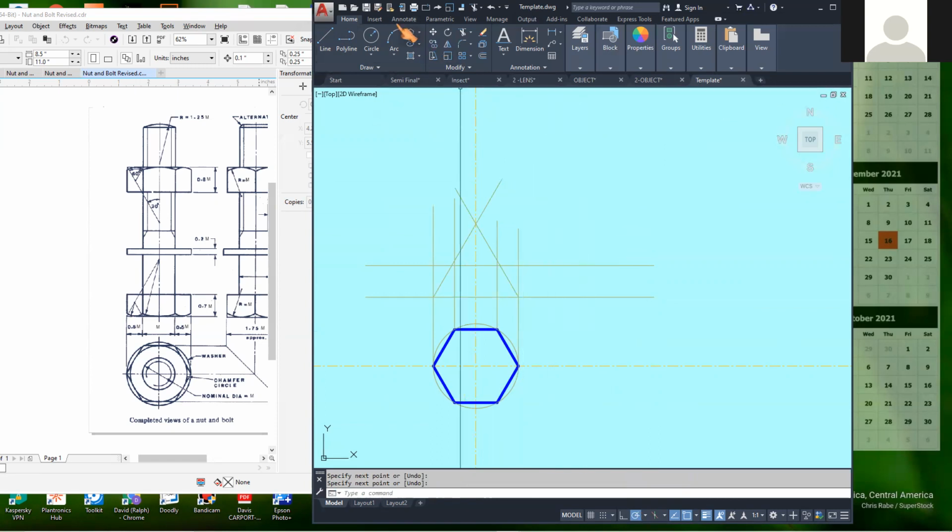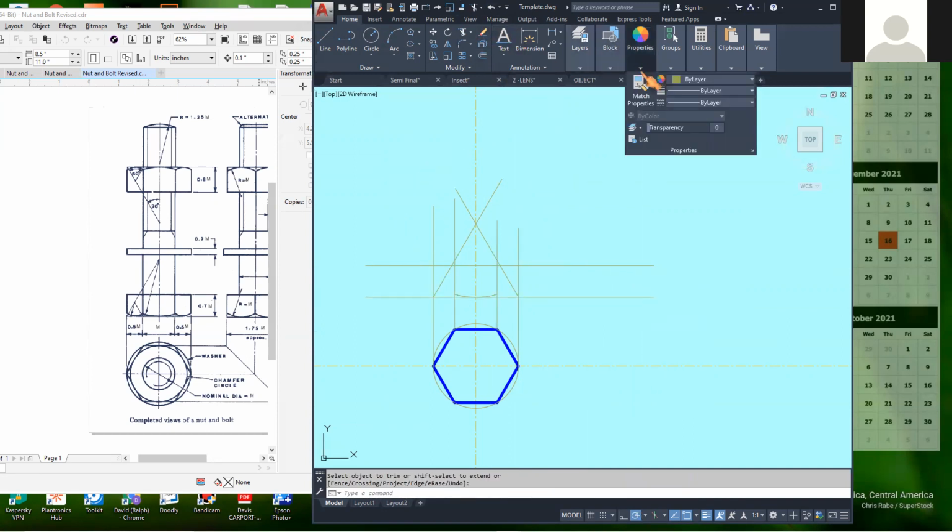From this, use this point as the center, and you draw a circle coming down to the end here. You can then trim between here and here, and this will be the curve at the top here.